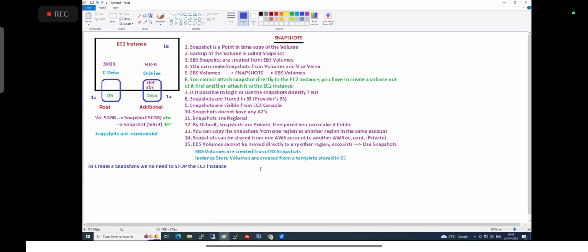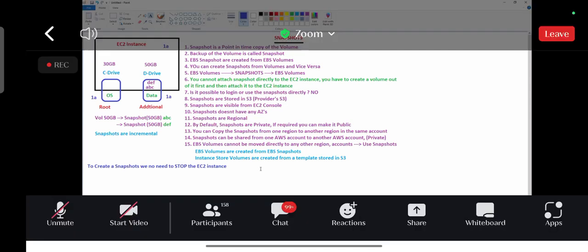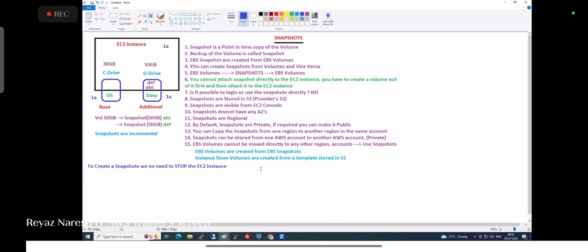So guys, see here. Listen to this question carefully. You have 100 volumes. Out of 100 volumes, I want you to take only the application servers' volume backup. This is real time. How do you do that?